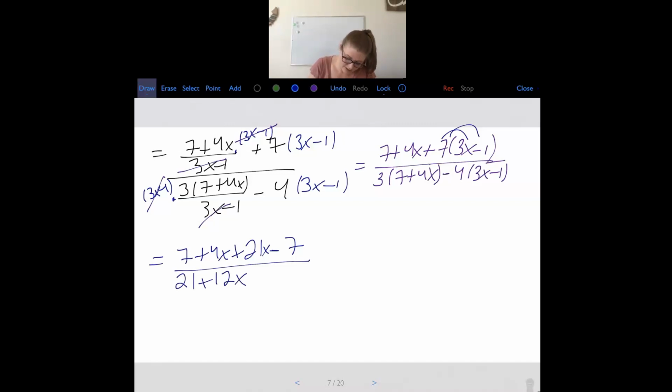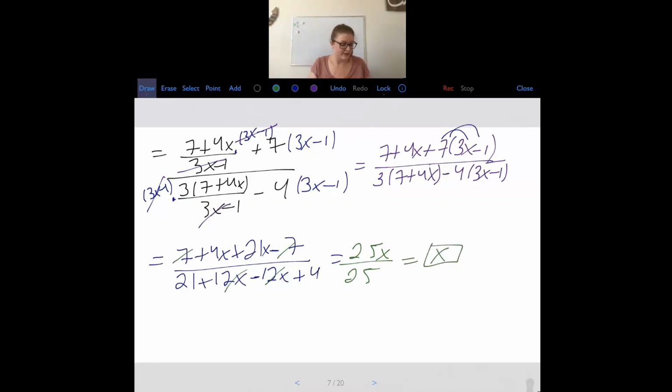Negative 4 times 3x is negative 12x, and negative 4 times negative 1 is positive 4. So now we simplify numerator and denominator. In the top, our 7's cancel, and we're left with 25x. In the denominator, our 12x's cancel, and we have 25. 25x over 25 is just x.